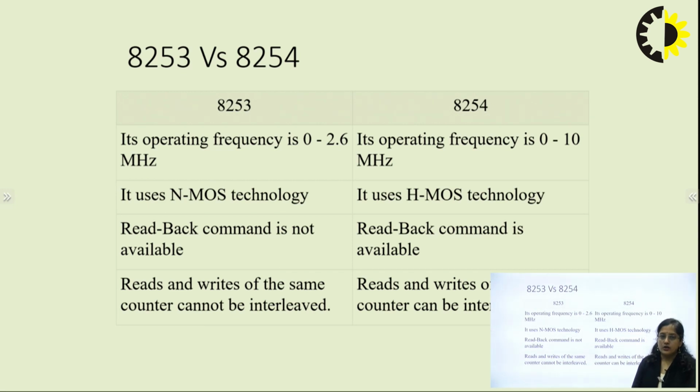Next is the technology. NMOS technology is used to design the 8253, that is, the transistors used to implement the structure of 8253 are NMOS, while 8254 uses HMOS, hybrid technology. Now, 8253 does not have a readback command, which is available with 8254. The readback command is used to read the current status of the IC that we are programming. So what will be the current status and what will be the count? In the case of 8253, this facility is not available, but in the case of 8254, we have this facility.